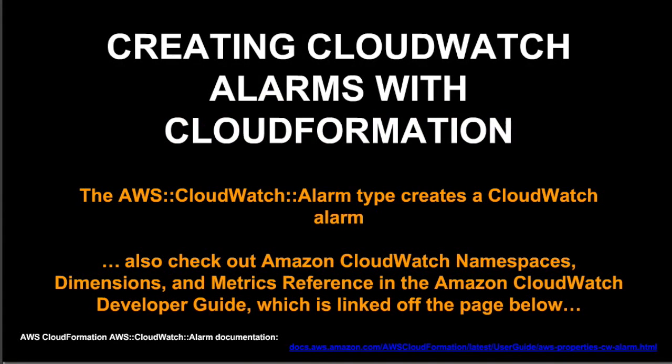For example, you could create an alarm about an aggregate metric, which is measured off a complete autoscaling group. So for example, the aggregate memory utilization in an autoscaling group would be quite a common metric to create, and you can do that using those namespace dimensions and metrics that you can find in the Amazon CloudWatch developer guide.